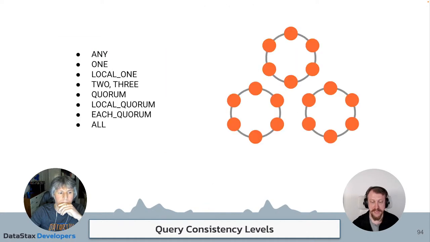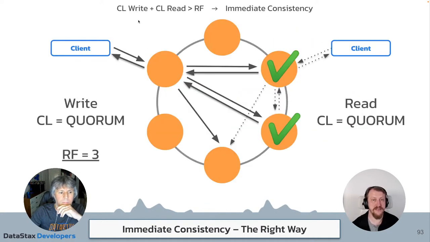And by the way, as we speak about this formula, you technically can do the same with write ALL, read ONE, or write ONE, read ALL. But as they include consistency level ALL, that again questions our high availability, and we're trying to be in the center.